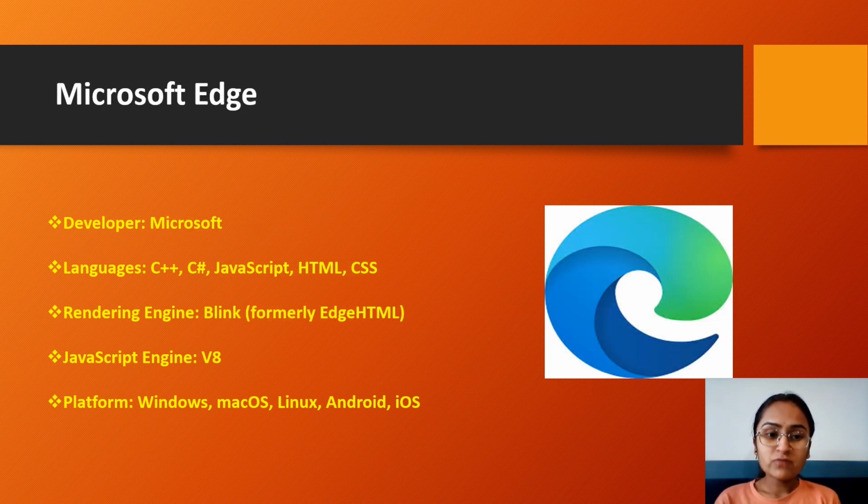Next one is Microsoft Edge, and it is developed by Microsoft. Its languages include C++, C#, JavaScript, HTML, and CSS. Its rendering engine is Blink, formerly EdgeHTML. The JavaScript engine is V8, and the platforms where we can use Microsoft Edge are Windows, macOS, Linux, Android, and iOS.